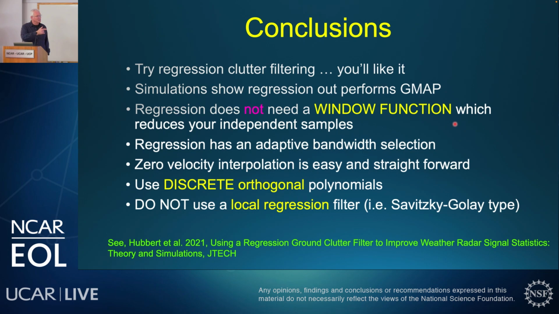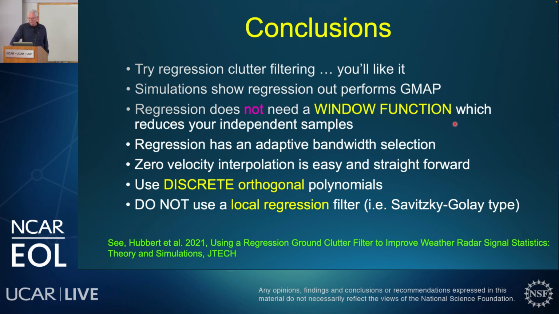Conclusions quickly, I guess I have a minute. Try regression clutter filtering. You'll like it. Simulations show regression outperforms GMAP. There are a lot of simulations I didn't even show you. You can go into that paper that we have down at the bottom. There are all sorts of simulations in there, and we have more than that even lying around.